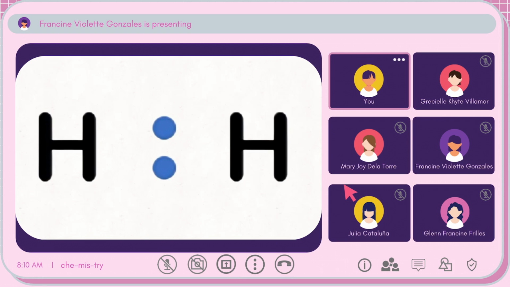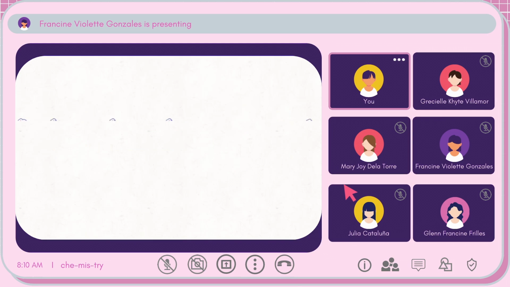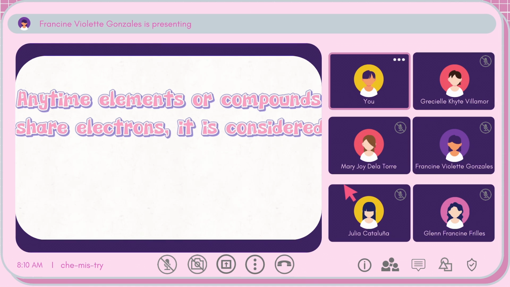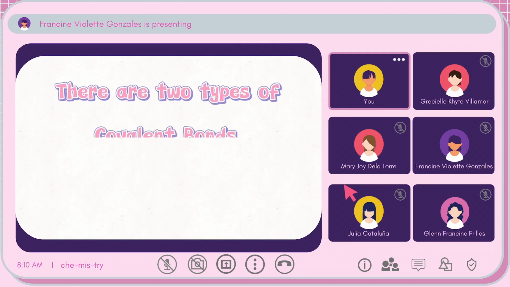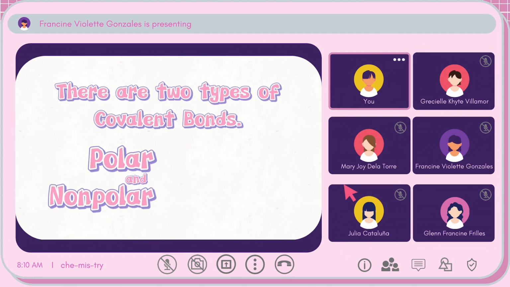This figure is called the Lewis dot structure. 2 dots are also represented as a single line. Anytime elements or compounds share electrons, it is considered a covalent bond. Moving forward, there are 2 types of covalent bonds, polar and non-polar covalent bond.